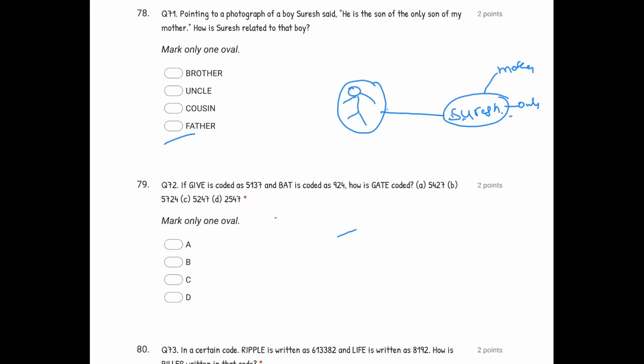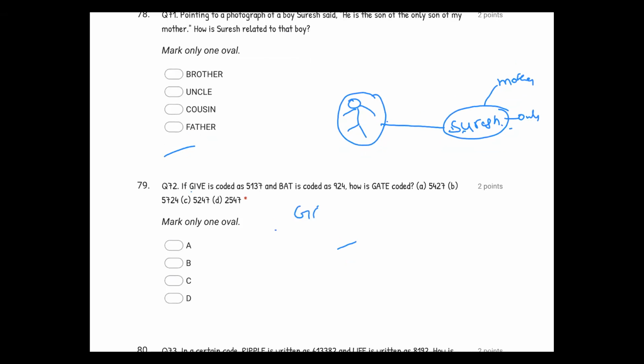And next here also coding and decoding. Same here. Bat equals to GIV. What is the gate equals to? What is the value? Here Z for 5, A for 2, T for 4, E for 7. 5247. 5247 means C is the answer.